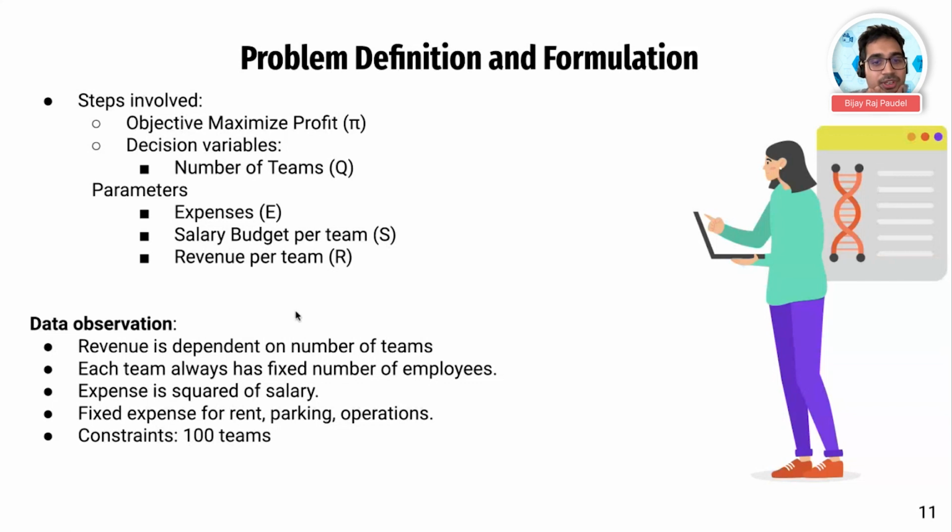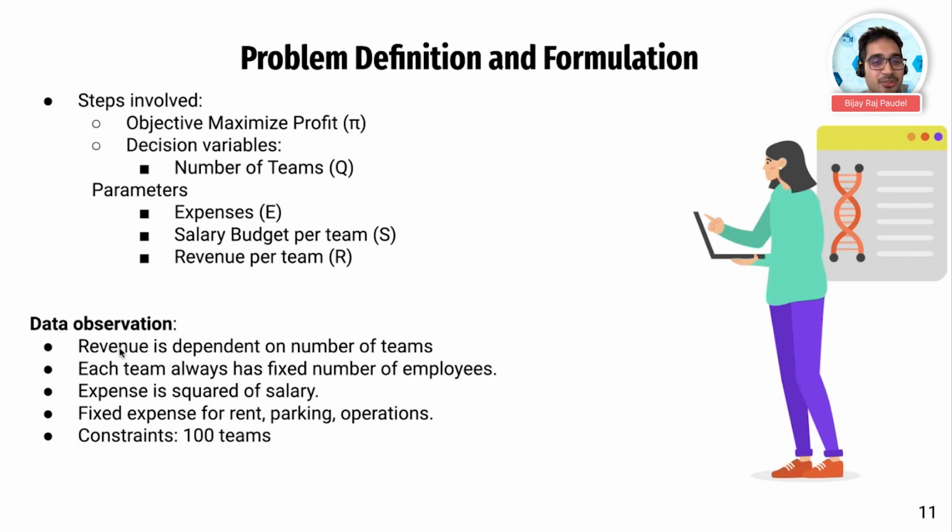So let's define the problem for our Spiralogics profit optimization. We'll have some profit pie, and we'll maximize this pie. That is our objective. Our decision variable is the number of teams, and there are other parameters like expenses, salary budget for each team, and revenue earned from each team. From the data, I made a few assumptions just to make a toy problem.